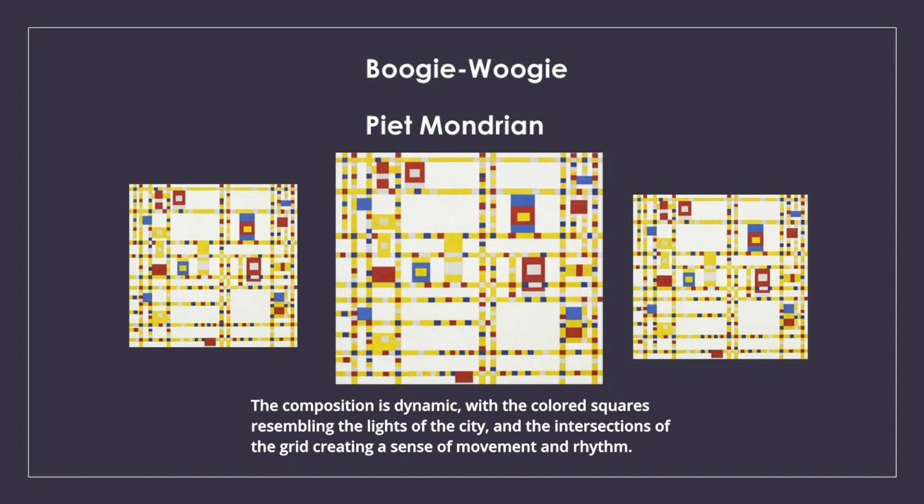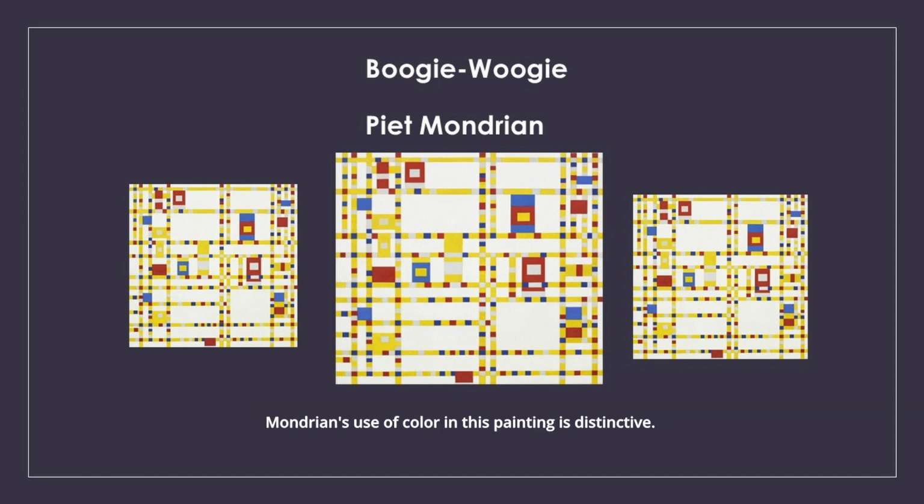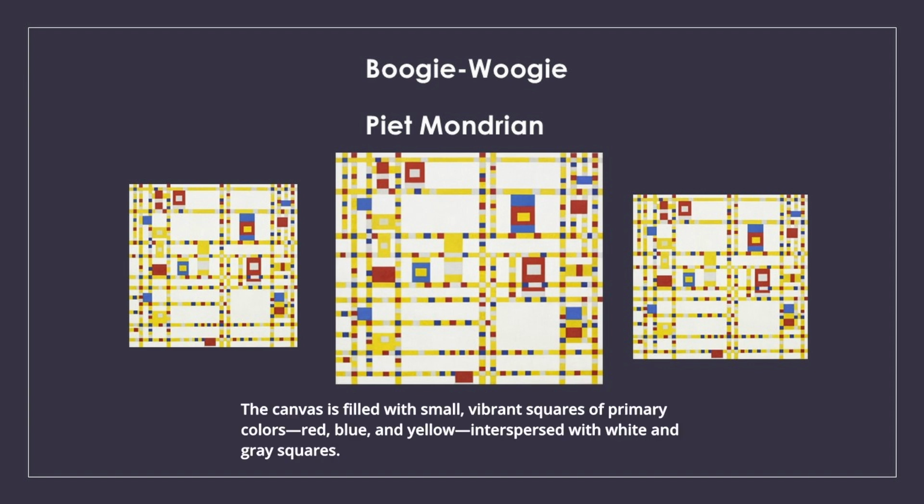The composition is dynamic, with the colored squares resembling the lights of the city, and the intersections of the grid creating a sense of movement and rhythm. Mondrian's use of color in this painting is distinctive. The canvas is filled with small, vibrant squares of primary colors, red, blue, and yellow, interspersed with white and gray squares. The colors are carefully arranged, and the repetition of these elements creates a lively and rhythmic visual experience.